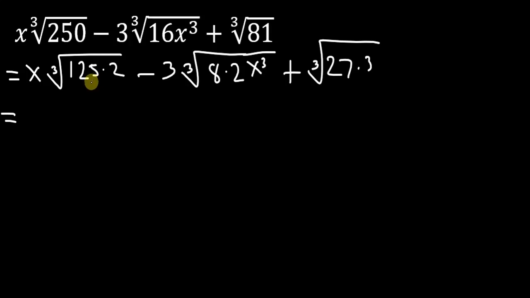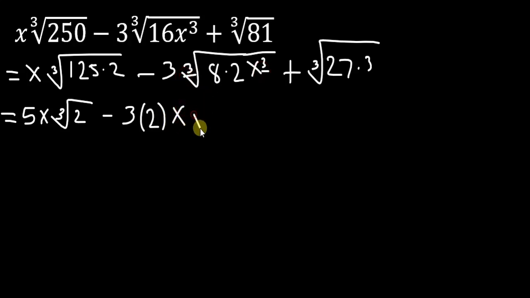So what is the cube root of 125? That is 5. And then, meron pa rin yung x. Then, may iwan sa loob is yung 2. Cube root of 2. Minus 3. And then, cube root of 8, that is 2. So, times 2. Then, anong cube root ng x cube? So, 3 divided by 3, that is 1. So, x na lang yan. Then, matitira sa loob, cube root of 2. Plus, cube root ng 27, that is 3. Then, sa loob, may iwan is cube root of 3.